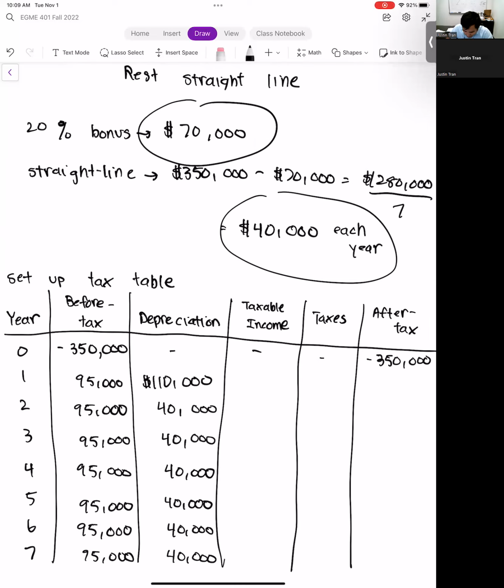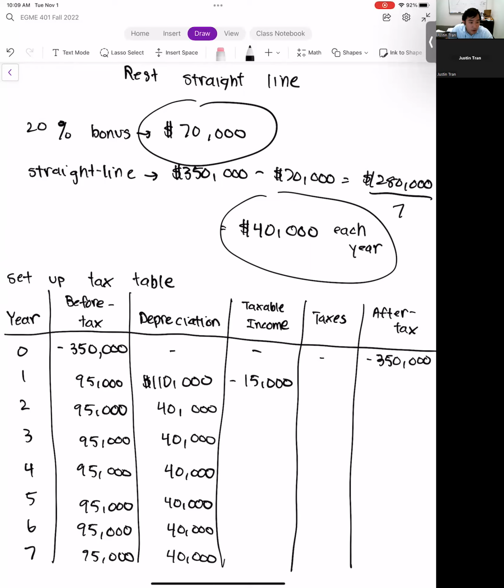All right, taxable income. Taxable income is the difference between your before tax cash flow and the depreciation. So we're going to take column 2 and subtract column 3. In year 1, we have 95,000 minus 110,000, which is of course going to be a negative number. So our taxable income for that year is actually minus 15,000.